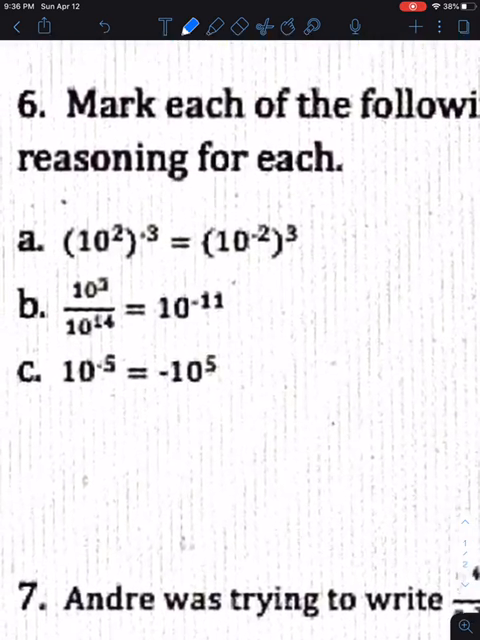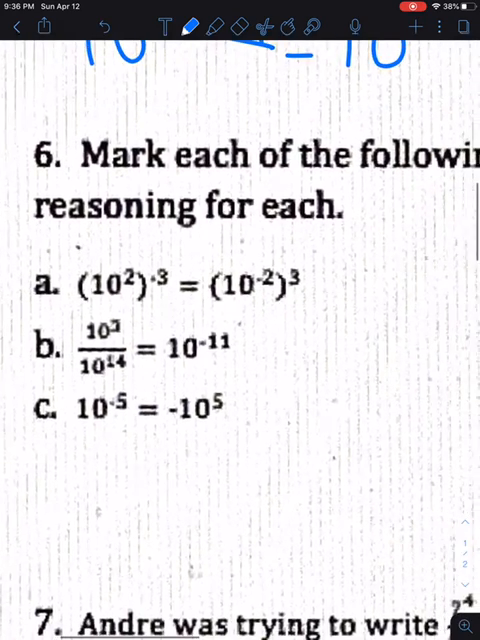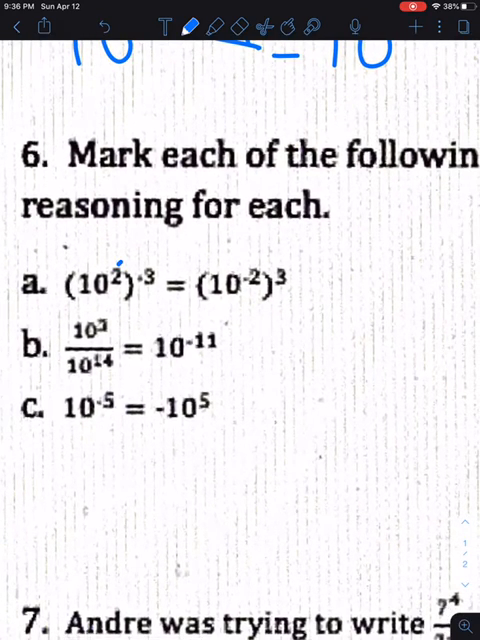All right, so number 6 says mark each of the following equations as true or false. Explain your reasoning. Okay, so this first one's perfect. We have to use the power rule here. So 2 times negative 3 is going to be 10 to the negative 6. And what's negative 2 times positive 3? Well, that is also negative 6.